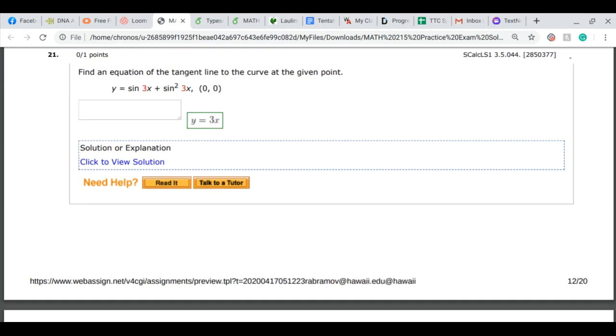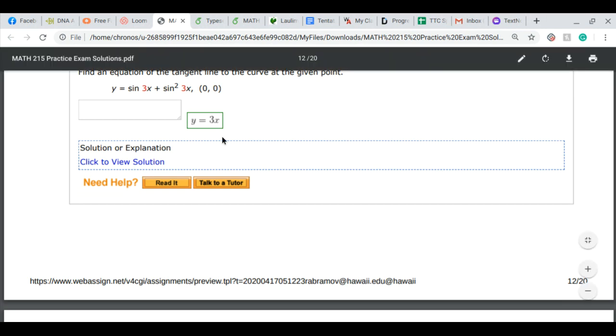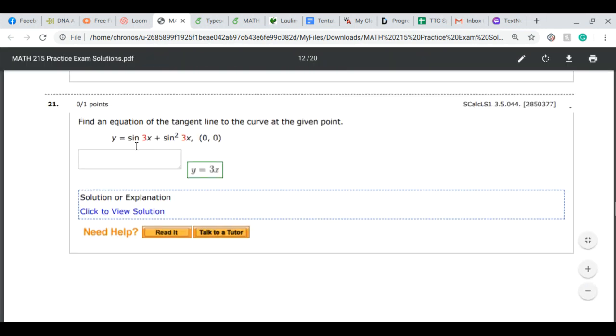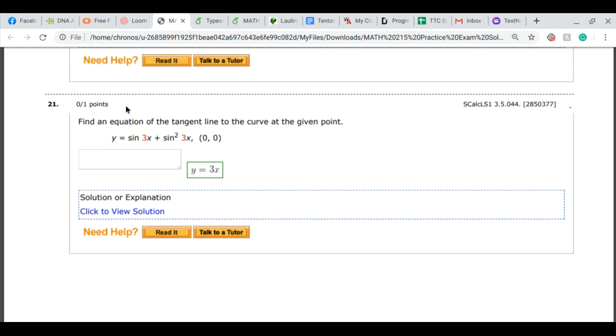Find the equation of the tangent line of the curve at a given point. So this is just a matter of differentiating. We get the derivative of sine 3x. It's not that complicated here, because when you differentiate sine 3x, the derivative of the outside function is cosine: cosine of 3x times 3, so 3 times cosine of 3x. Plug in x equal to 0, we get 3.